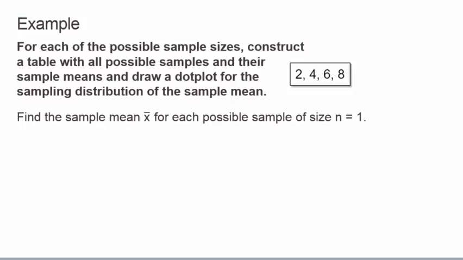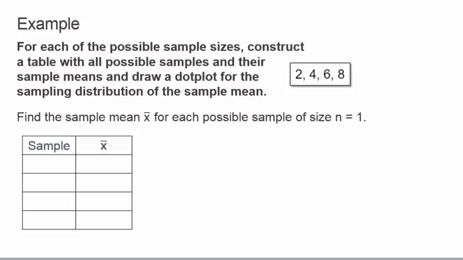Create a table with 2 columns. The first column is sample, the second column is x bar. The sample taken will go in the left column. Find the mean of that sample and put the result in the right column. Our possible samples will be, based on our data set, 2, or 4, or 6, or 8. To find the mean, we add up our data and divide by the number of data points. Since our sample is 2 and our sample size is 1, we have 2 divided by 1, which equals 2.